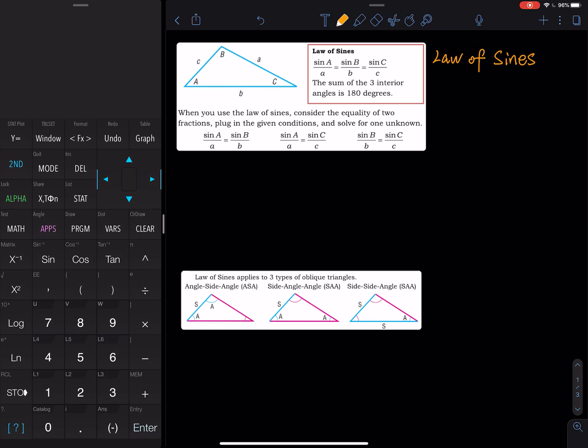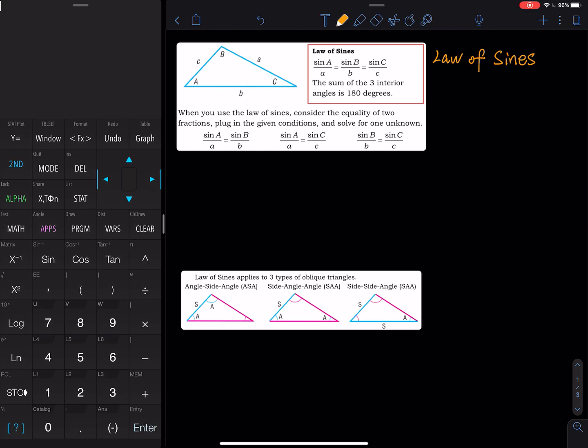So what is law of sines? Law of sines is very simple. It is basically the equality of three fractions. All the capital letters represent angle measurements. All the lowercase letters represent length measurements. So we have sine of A divided by a equals sine of B divided by b equals sine of C divided by c.